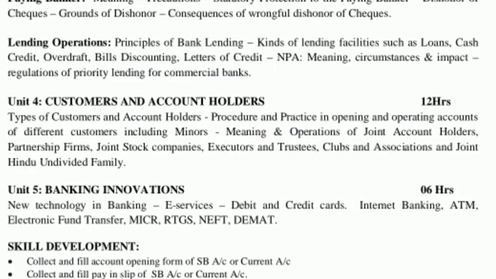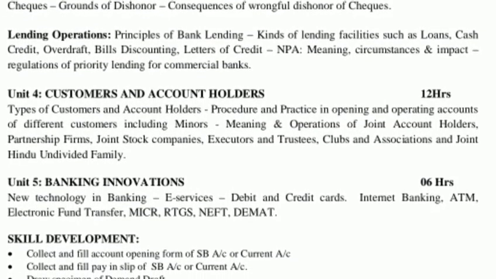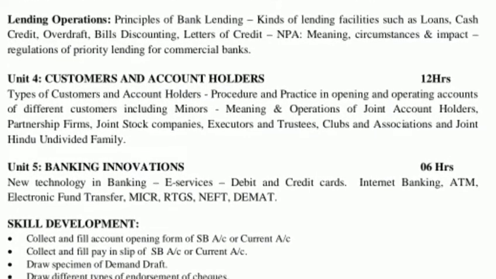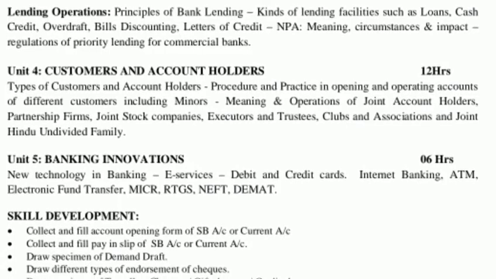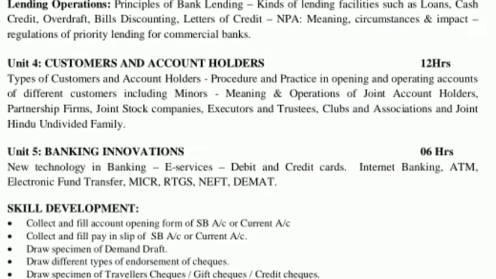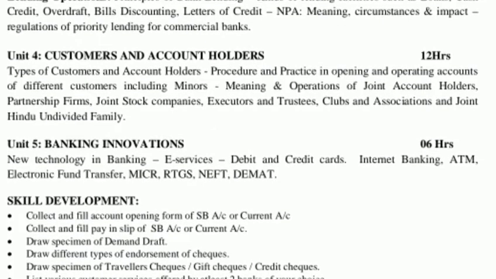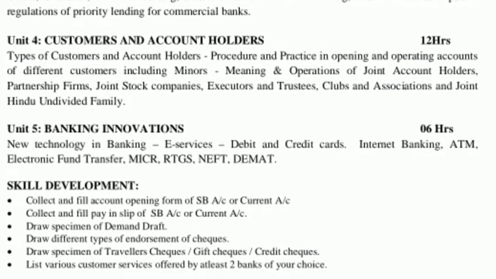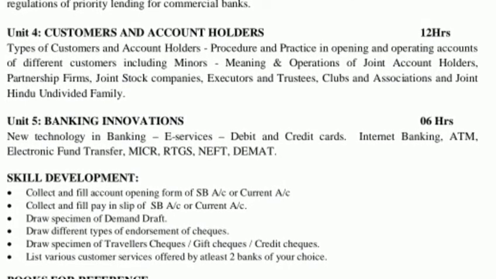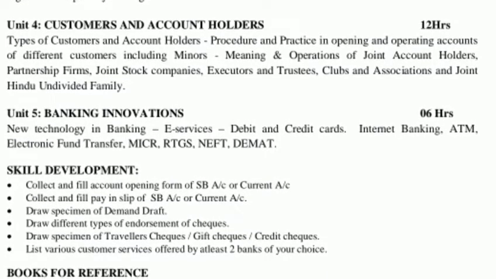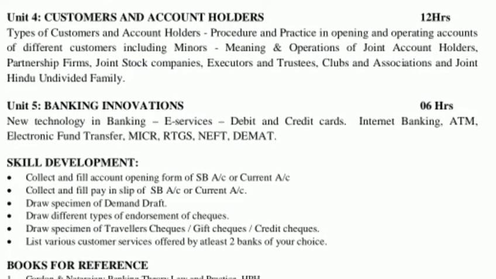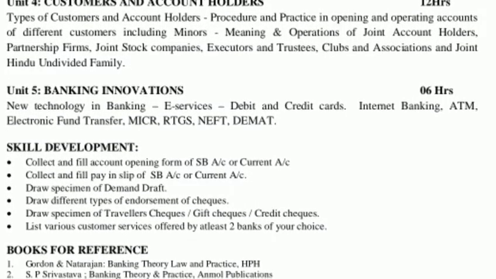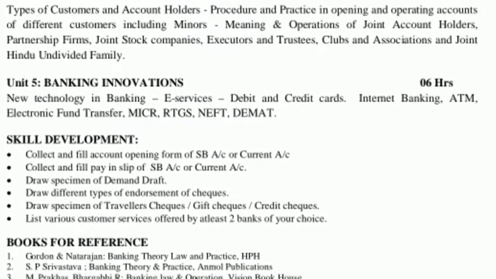Procedures and practice in opening and operating account of different customers, including minors, meaning and operation of joint account holder, partnership firm, joint stock companies, executors and trustees, clubs and association, and joint Hindu undivided family. Unit 5. Banking innovations. New technology in banking. E-service, debit and credit cards, internet banking, ATM, electronic fund transfer, MICR, RTGS, NEFT, DMAT.